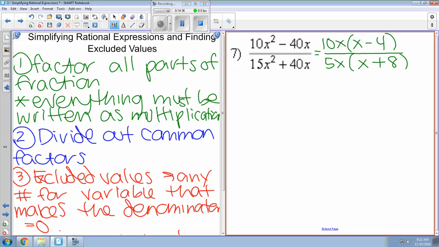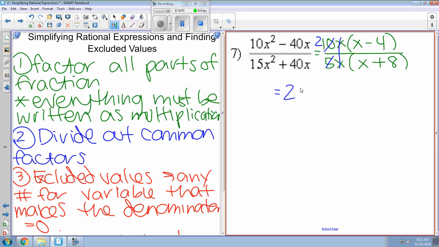Looking now to cancel things out, we have a couple common factors. X over x goes away completely. 10 divided by 5, I can cross that off. I will have a 2 left over on top. You cannot cancel these out. Do not try to cancel anything within the parentheses unless everything matches.